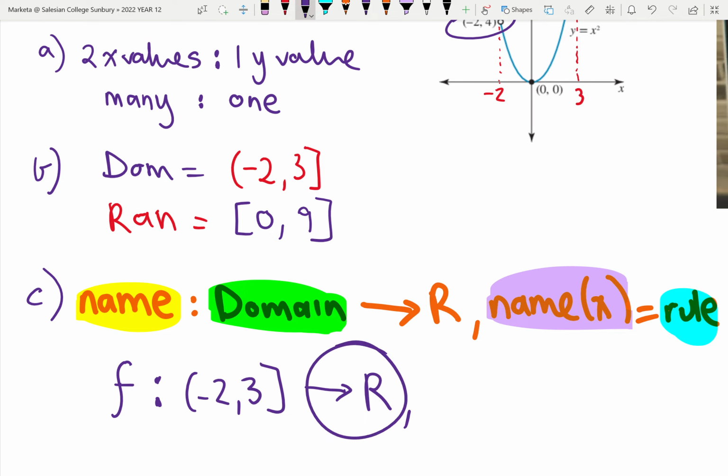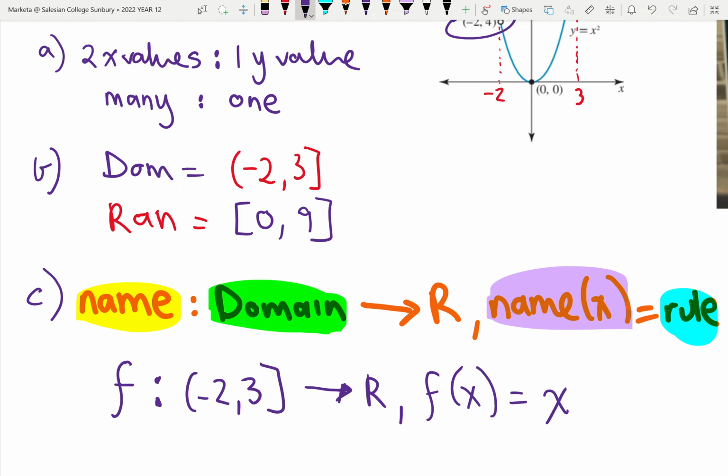This is not the range. So, no, that's not what we do there. We always write the arrow and R, maps into real number field, and the name of the function is f of x equals, and the rule is x squared.